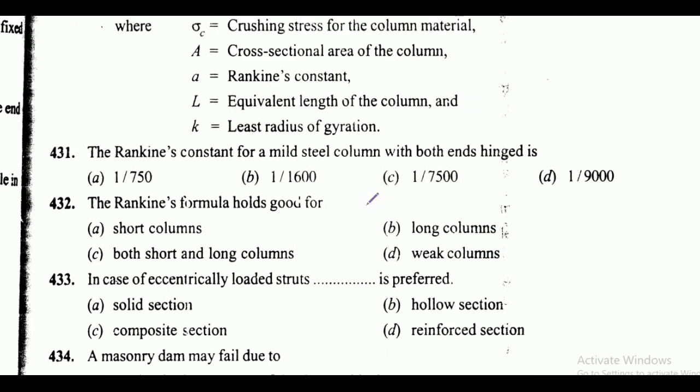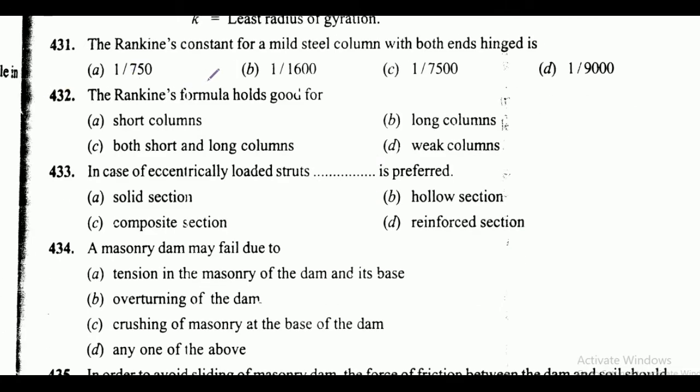Okay, next is the Rankine's constant for a mild steel column with both ends hinged is, here friends, these are the options, and here the correct answer is option C, that is 1 upon 7500. Next is the Rankine's formula holds good for, here friends, these are the options, and your correct answer is option C, that is both short and long columns.